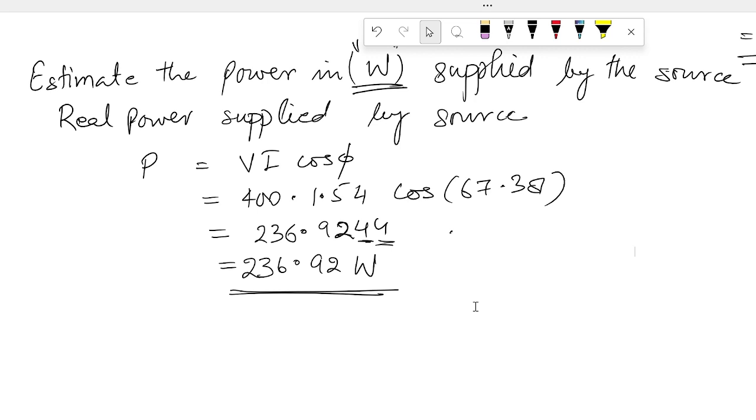Now we will take up some questions from the last session which were left. Do you all know about efficiency calculations? Yes, sir. We will solve a question related to efficiency.